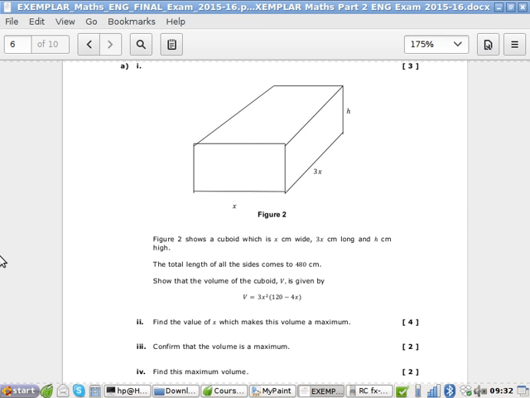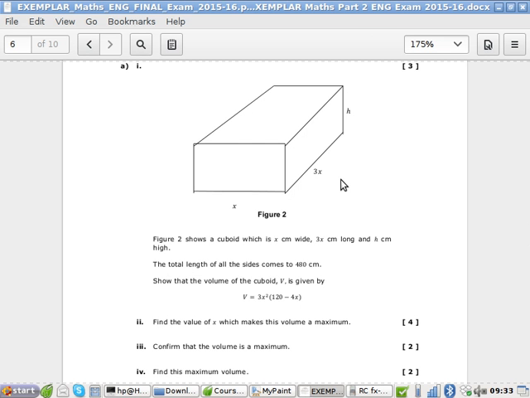Yeah. It says second derivative negative. I'll find the... It says the total length is 480. So x plus 3x plus h, 4x plus h equals... Then h equals... Yeah, exactly. Yeah. Then what?